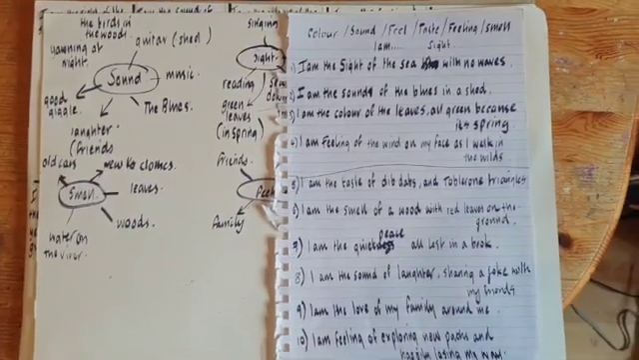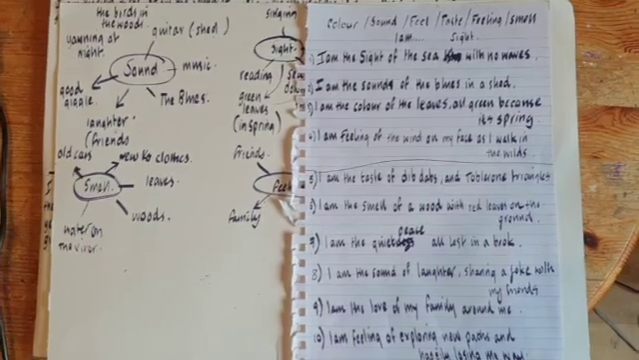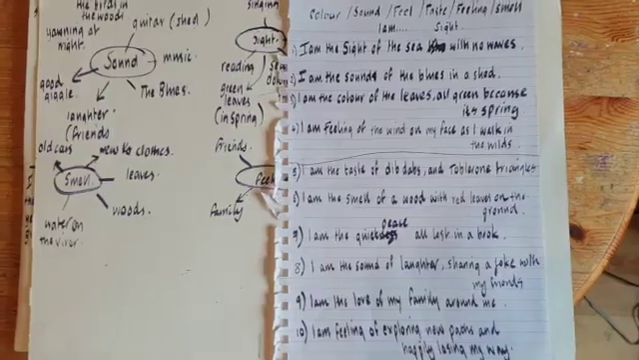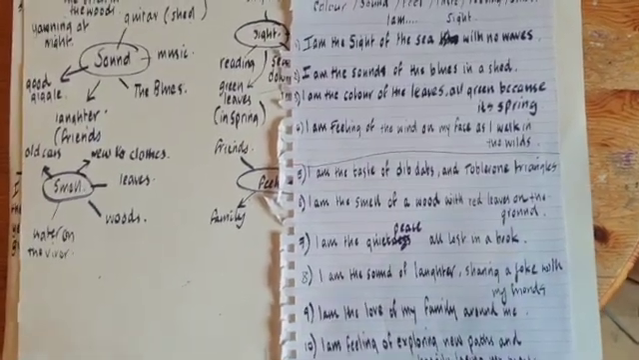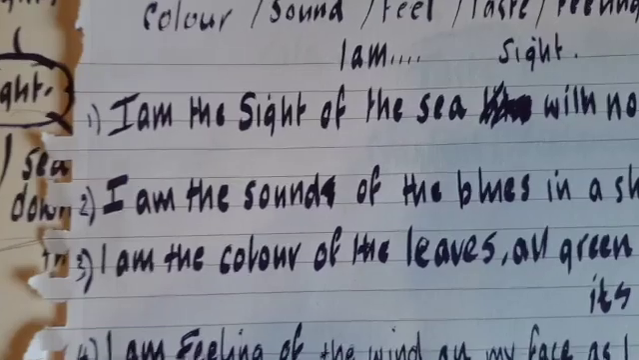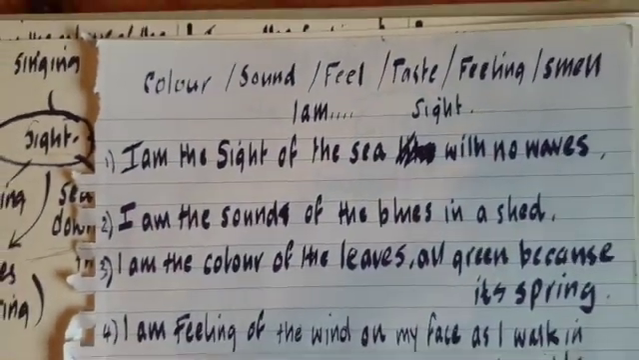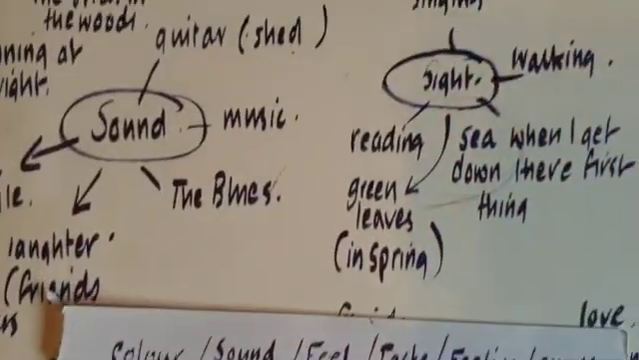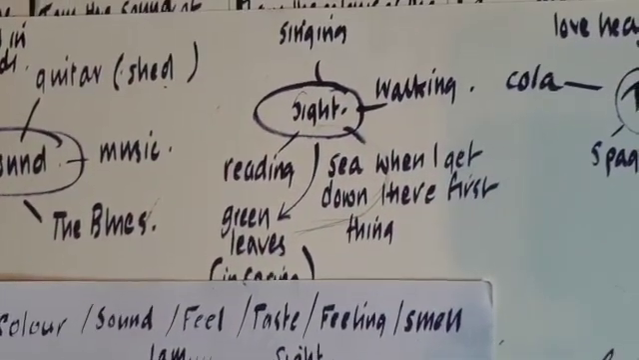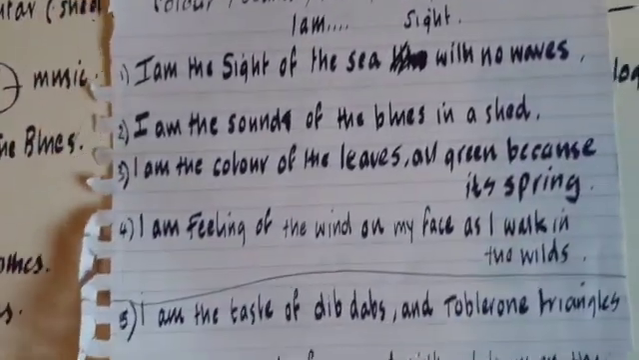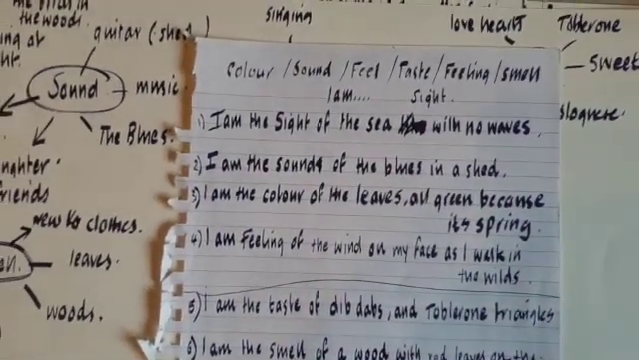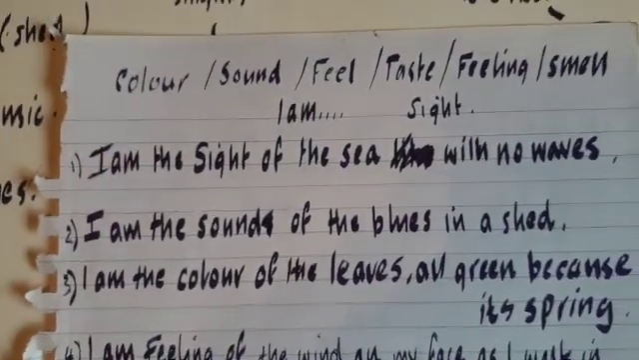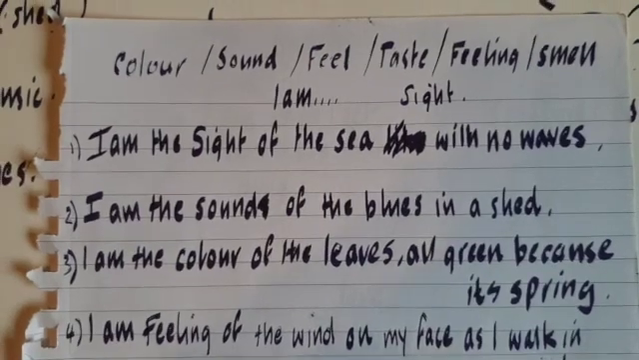So the next thing I've done is I've taken the notes that I've written about the sounds and the sights and the smells and the feelings and the tastes, and I've started to put them into a poem. The first line I've written is, "I am the sight of the sea with no waves." You remember when I looked earlier at sight, I'd written the sea when I go fishing. Sometimes when I go fishing there's no waves whatsoever, and it's really nice, it's like a pond, and you can stand in the sea. So that's something that reminds me of a sight that I quite like.